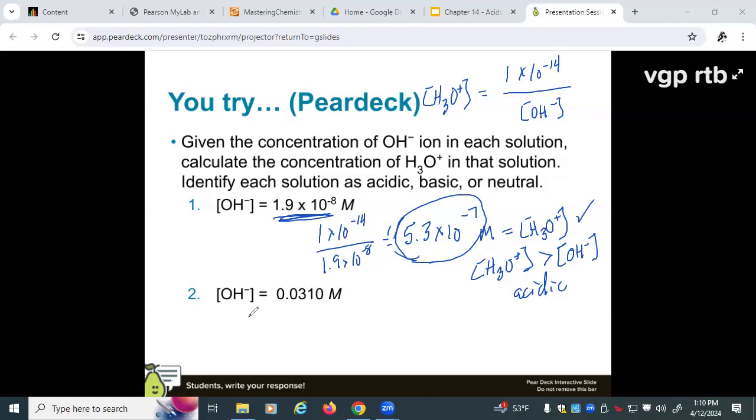For the second problem, 1 times 10 to the negative 14 divided by 0.0310. This time we don't have to worry about scientific notation because our denominator isn't in scientific notation. We get 3.23 times 10 to the negative 13th. That's our concentration of hydronium in this case.